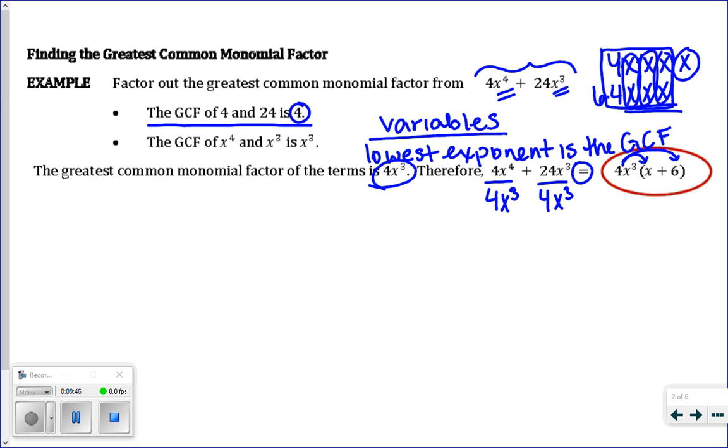If I do 4x to the third times x, my first term would be 4x to the fourth. And if I did 4x to the third times 6, I would get 24x to the third. And that matches our original polynomial. So I know that this works. I know that these are equivalent.